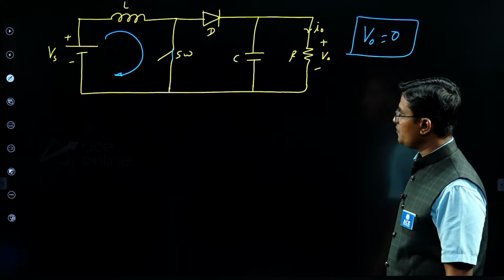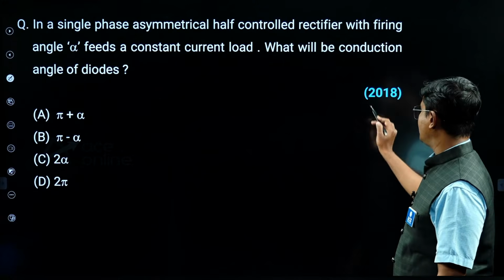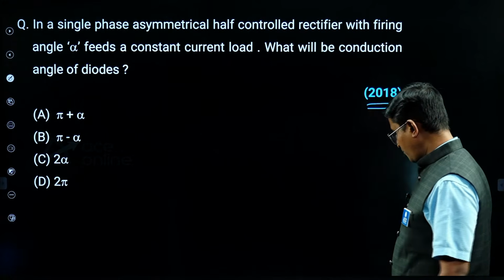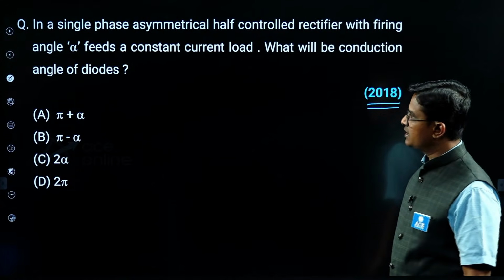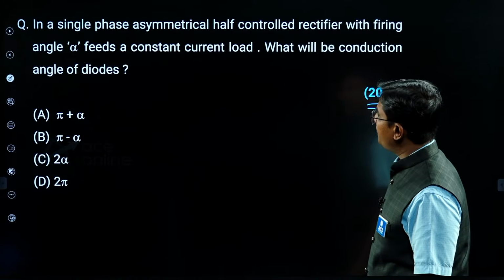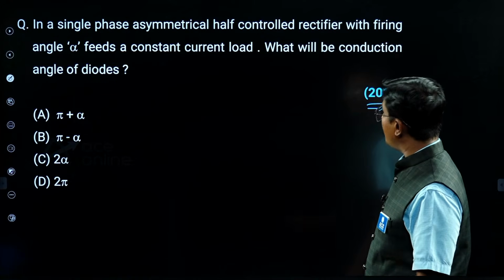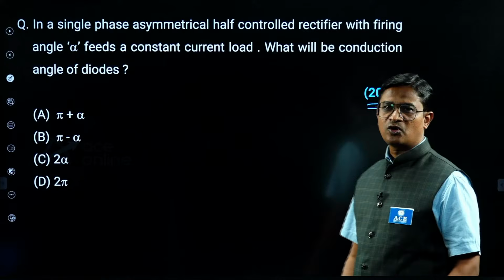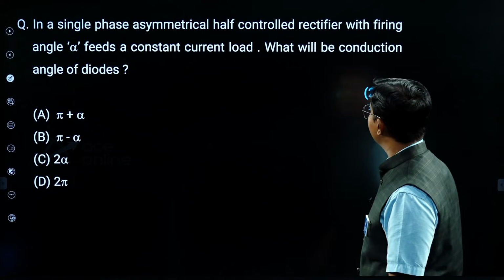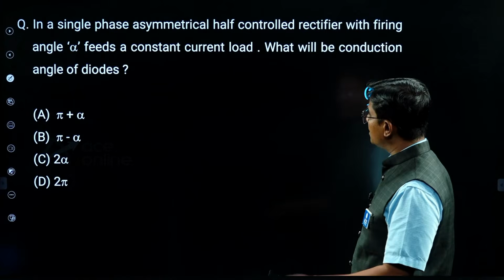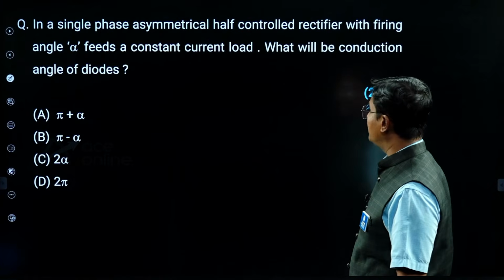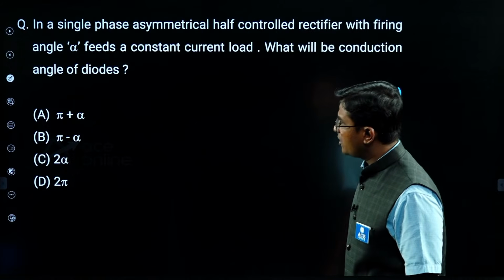Fine? Yeah, next. A simple question. This question is from the 2018 examination. In a single phase asymmetrical half controlled rectifier, half controlled means semi-converter, with a firing angle alpha feeding a constant current load, meaning a highly inductive load, what will be the conduction angle of diodes?